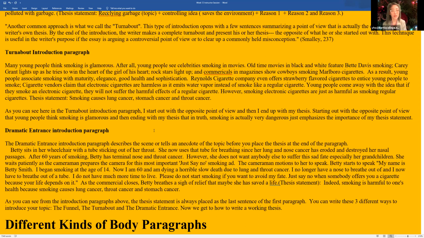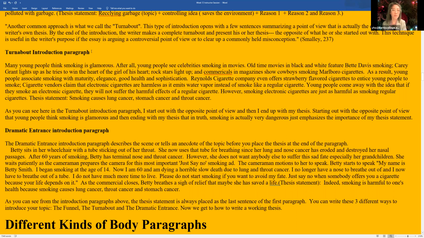And cigarette vendors claim electronic cigarettes are harmless as they emit water vapor instead of smoke like a regular cigarette. Young people come away with the idea that smoking is good for you. It's harmless. And now you hone in on your thesis statement. However, in reality, smoking causes lung cancer, stomach cancer, and throat cancer.